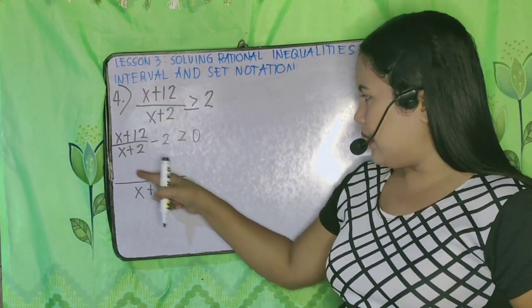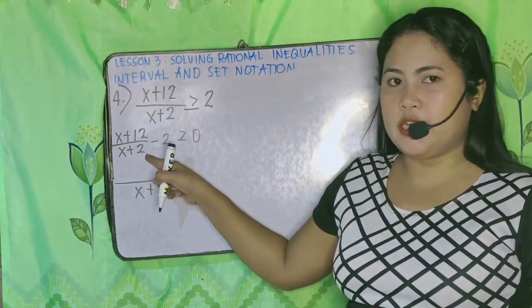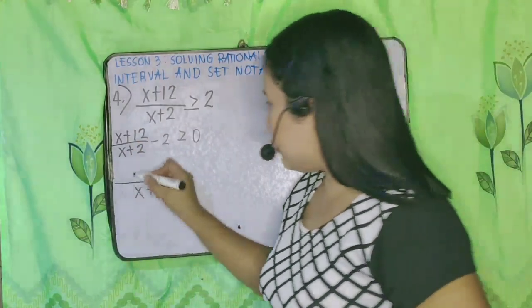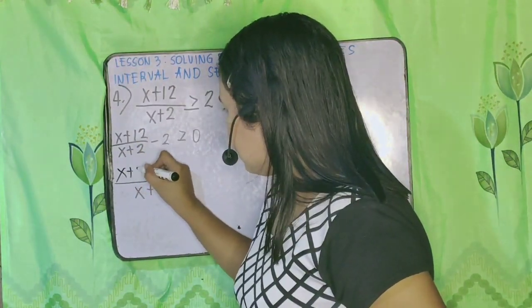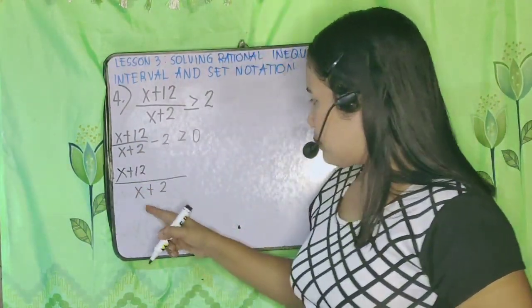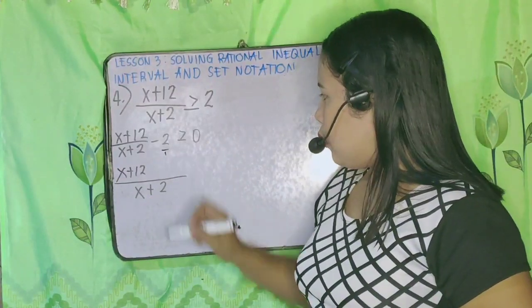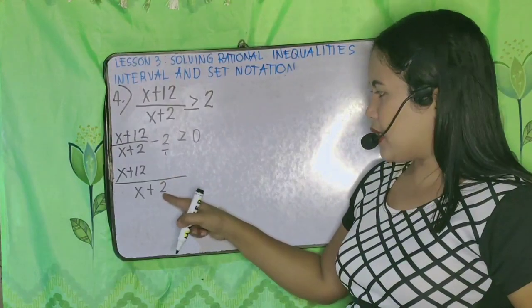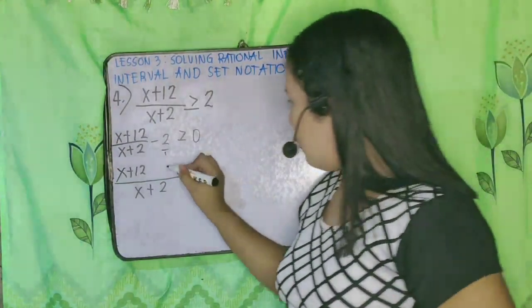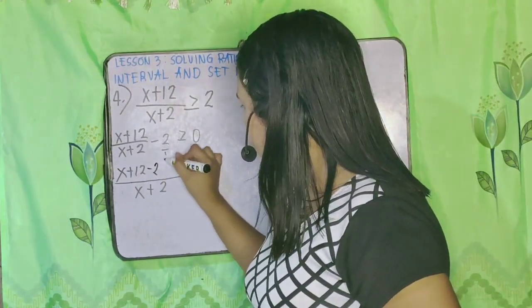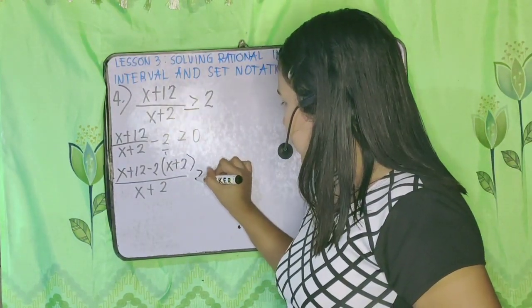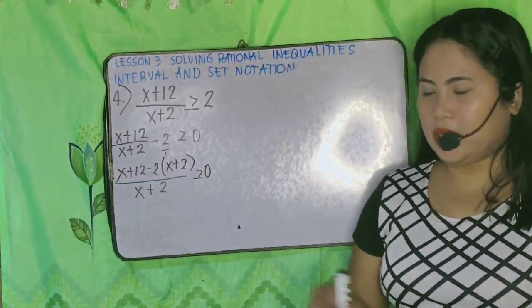Solve na natin. X plus 2 divided by x plus 2, equal siya sa 1. So, 1 times x plus 12, of course, x plus 12. Then next, denominator siya na 1, so x plus 2 divided by 1. The answer is x plus 2 times negative 2. Copy natin dito yung negative 2 and then x plus 2. Iisa-isahin natin siya.